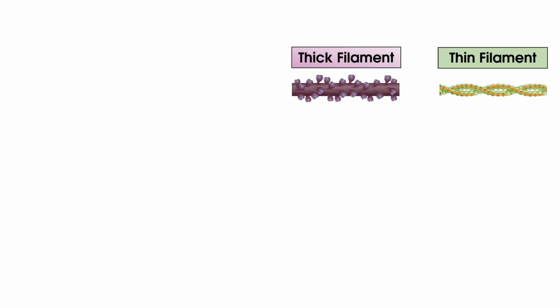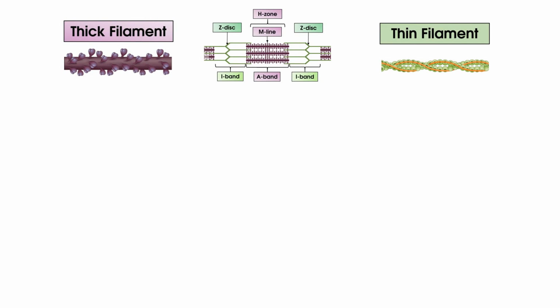So now that we've looked at the area of the sarcomere, let's consider what it's composed of. It can be broadly split into three groups of proteins.